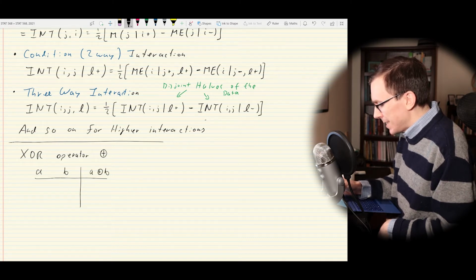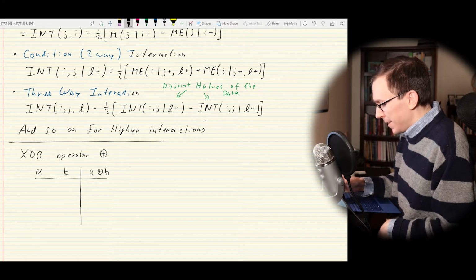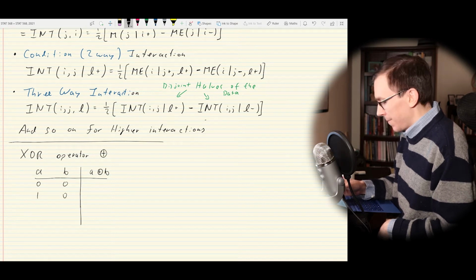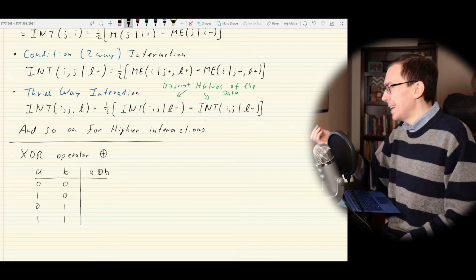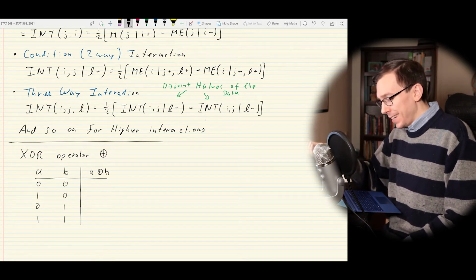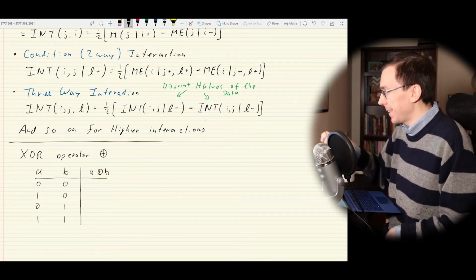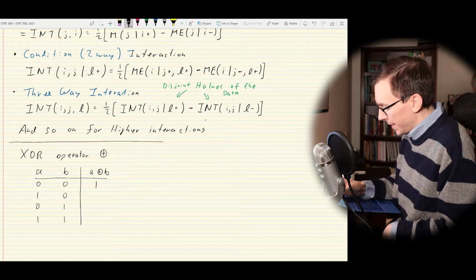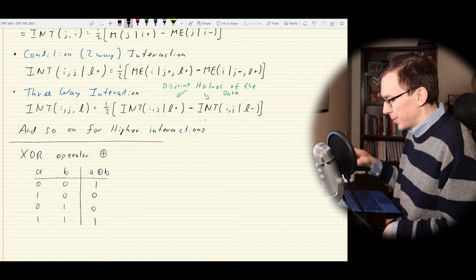And XOR is the exclusive OR. So if I have, let's say, 0, 0, 1, 0, 0, 1, and 1, 1, then what I'm saying is: do the two things agree or disagree? If they agree, I put a 1 in the last column. If they disagree, I put a 0 in the final column.